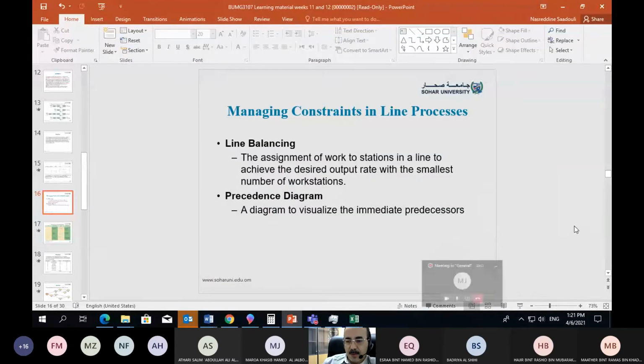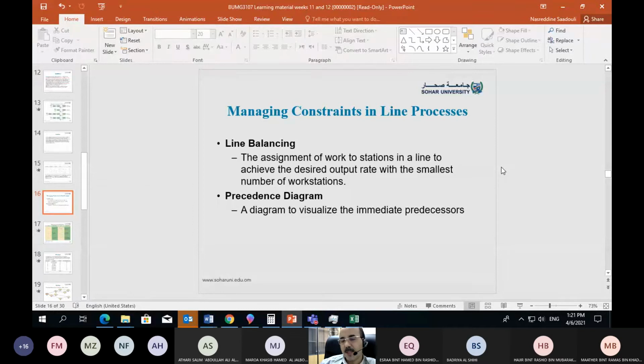That takes us now to the third part of this lecture, which is talking about how we can manage constraints in line processes. How can we manage these bottlenecks?